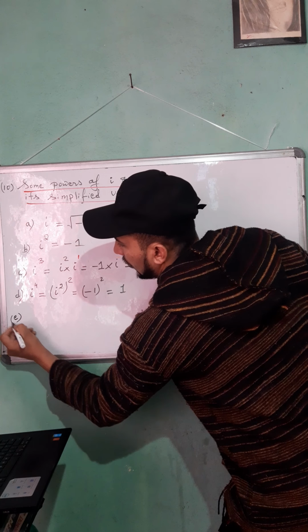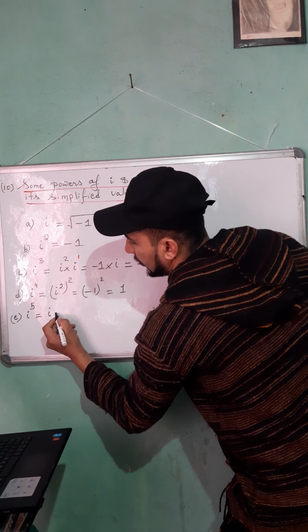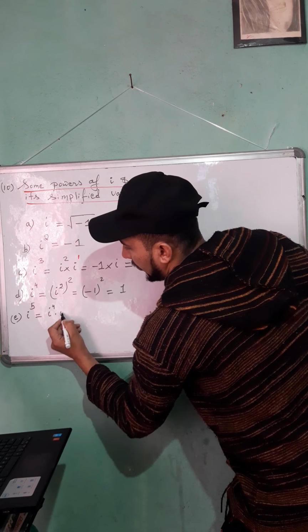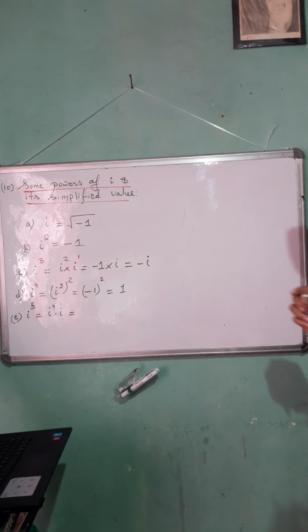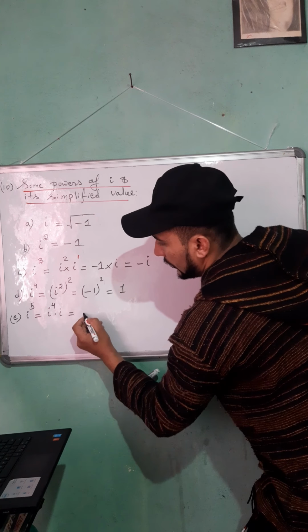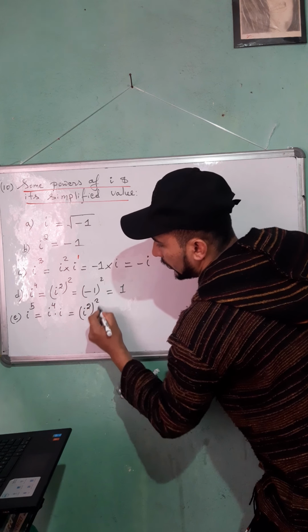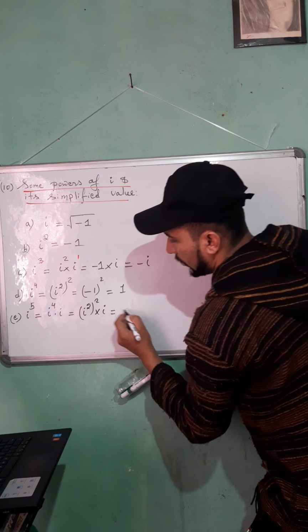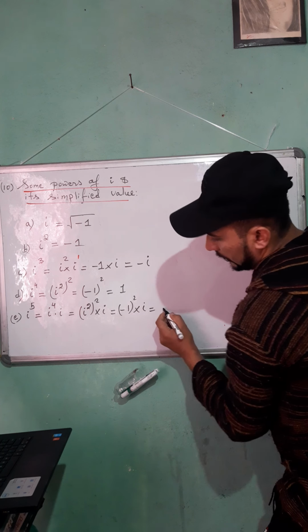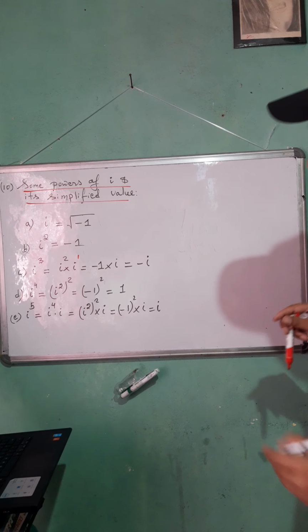Number E, i to the power 5. i to the power 5 will be i to the power 4 dot i. That is, i to the power 4 means i square whole square into i. So i square is minus 1, square, into i. Minus 1 square is 1, so into i is i.